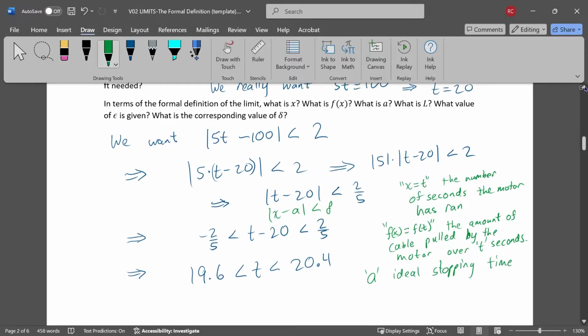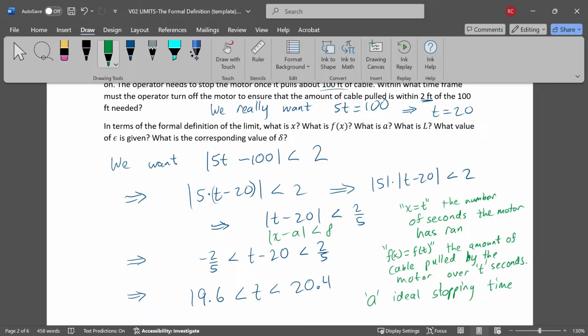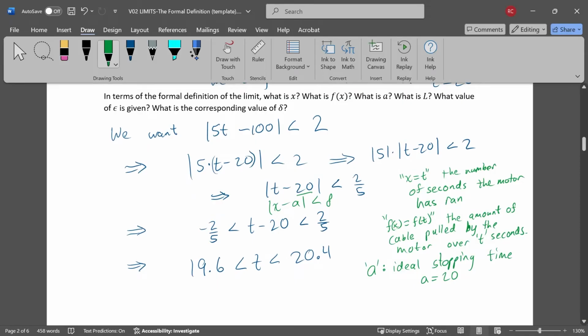And notice that the ideal stopping time was 20, which is exactly what we get here, t minus 20, just like our x minus a form for the definition. And in particular, we should specify the value a is 20 here. What is L? Well, L is the ideal length of cable pulled. And in this case, that's 100, right?